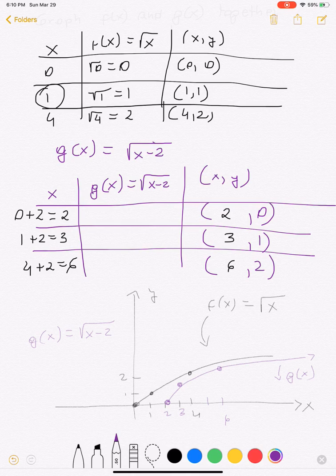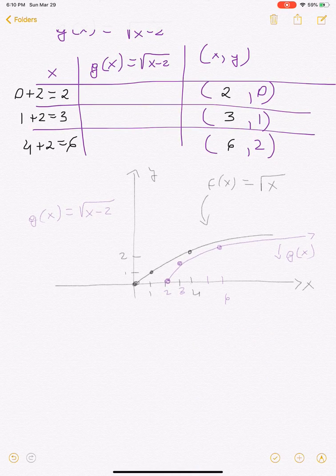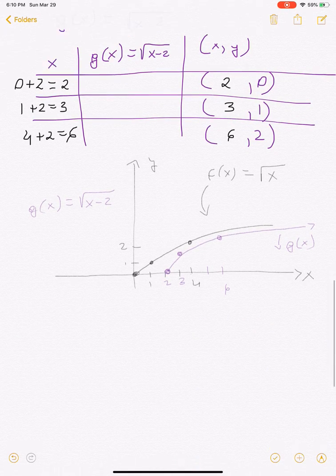I'm still recording, Lucas. So this is horizontal transformation. This is what happened. We pushed the graph 2 units to the right side.